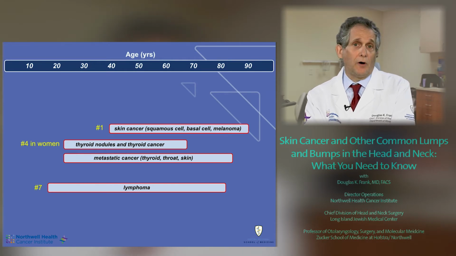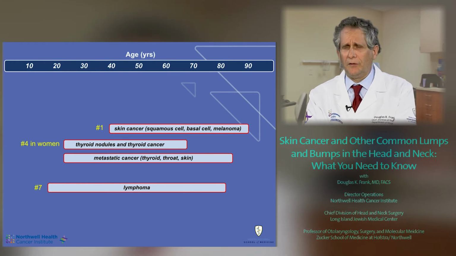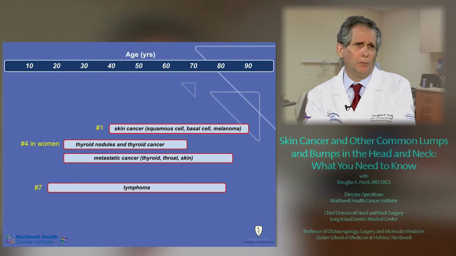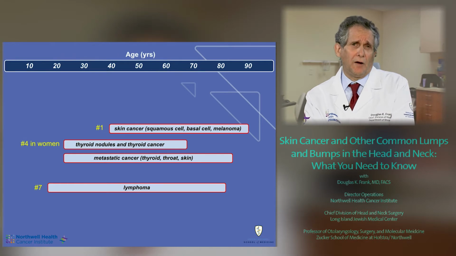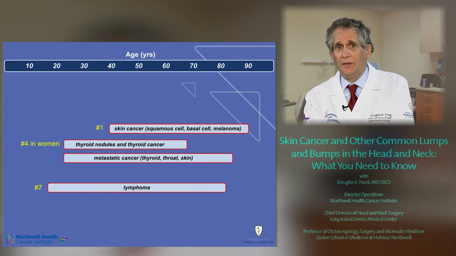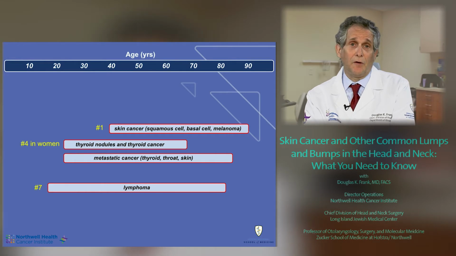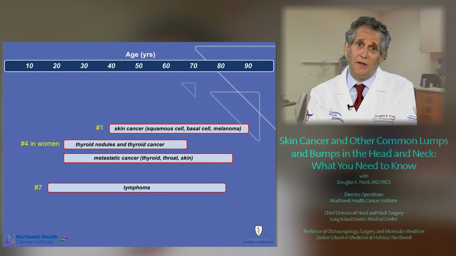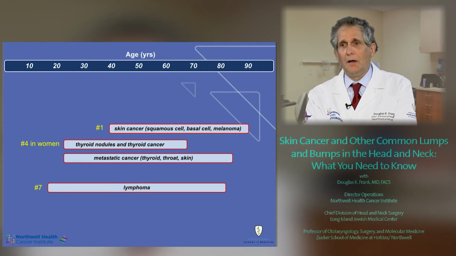Thyroid nodules are extremely common, and we'll see in a subsequent slide up to half of adults, if you just screen them with sonography, which we don't routinely do, may have some sort of architectural abnormality in the thyroid gland. But a thyroid nodule or thyroid bump and thyroid cancer is very common in women. And in fact, thyroid cancer is the number 4 cancer in women in the United States.